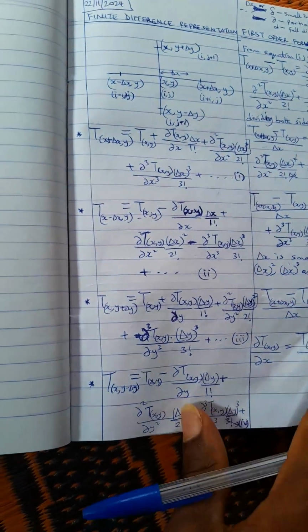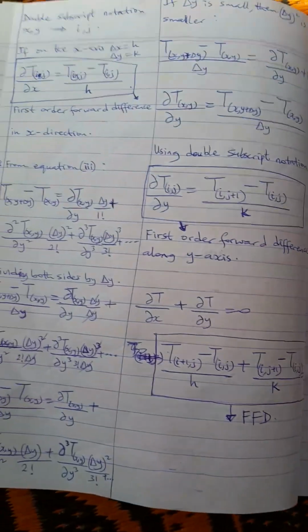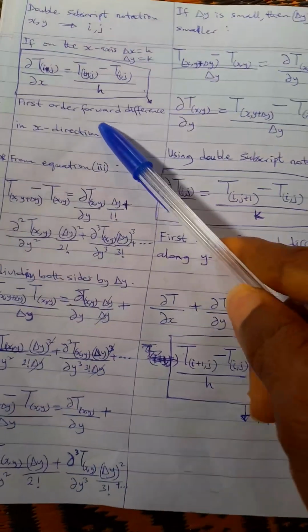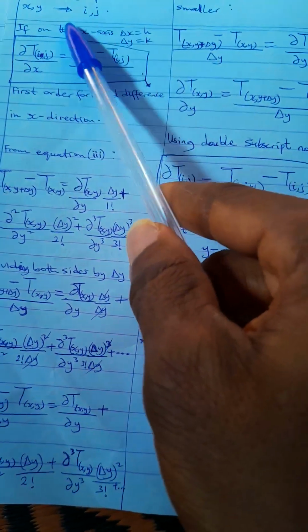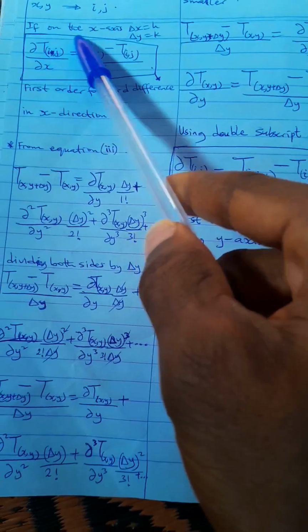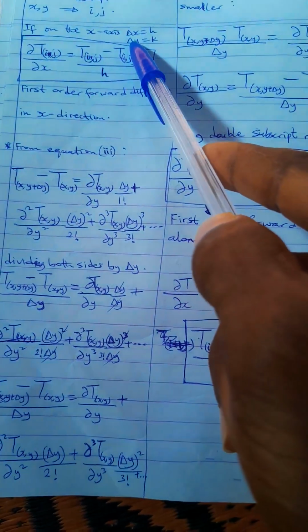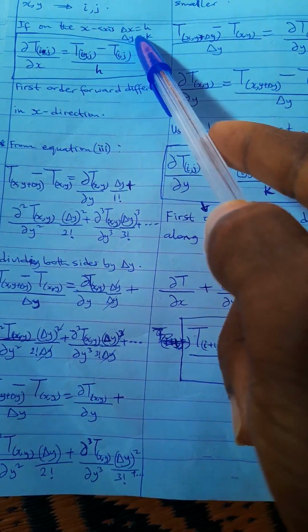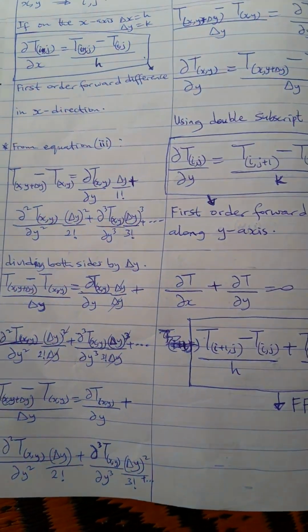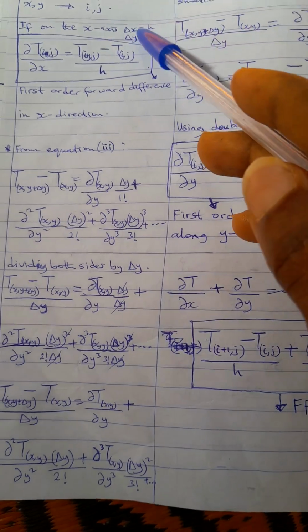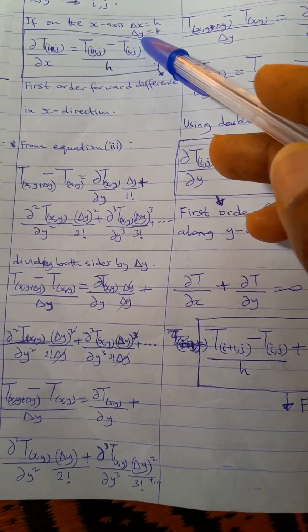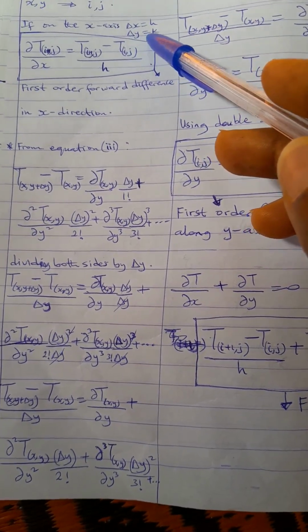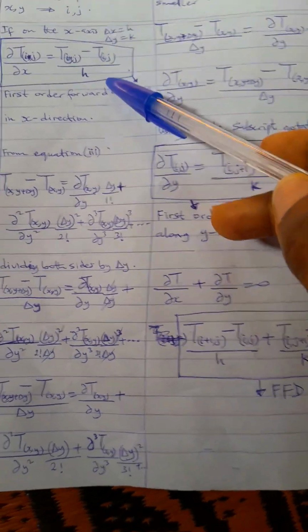So now let's go for the double subscript notation. Also, if you are on the x-axis, the delta x that you used to divide both sides the other time, we set equal to h, and delta y for the y direction, or y axis, we set equal to k. So now let's go on like that.